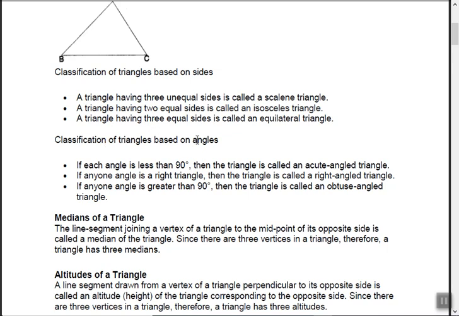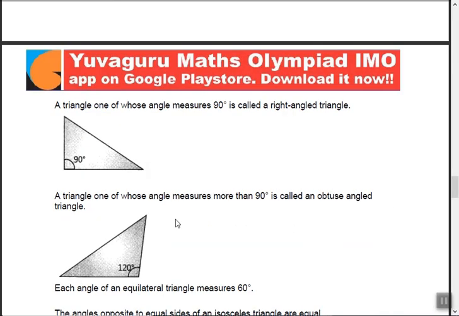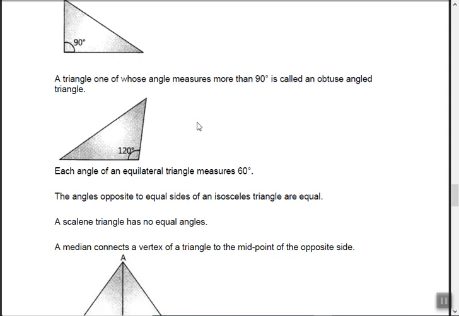Now based on angles. Angles means what? Either there is one right angle or no right angle, or obtuse or acute. If each angle is less than 90, like this one, it is called an acute angle triangle. If one of the angles is a right angle, then it's called a right angled triangle. And the third one is if any one of the angles is an obtuse angle, then it's called an obtuse angle triangle. So got it, based on sides and based on angles.